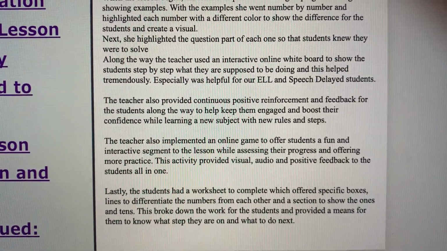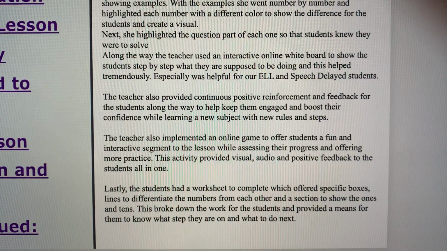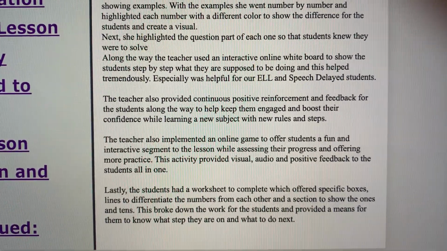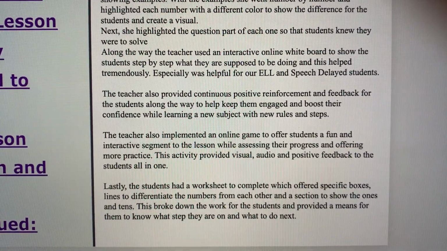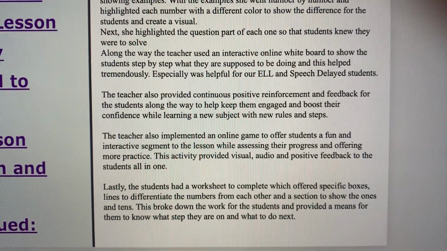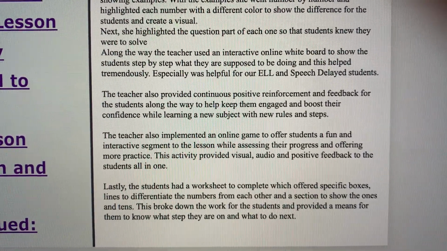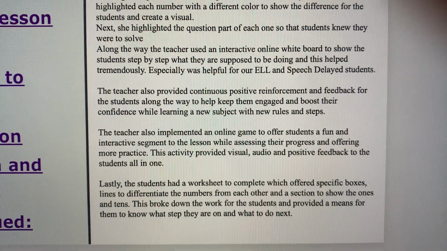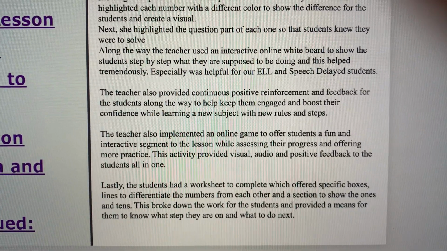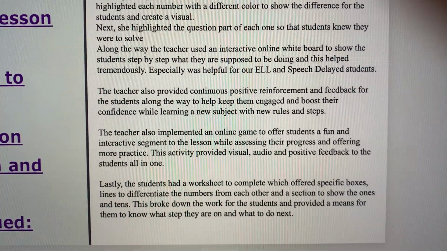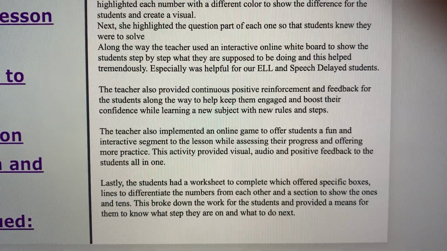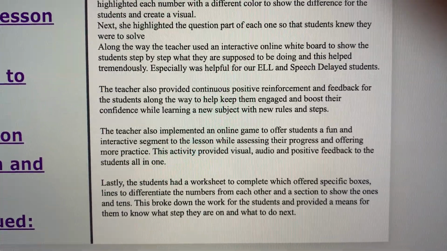So it just makes their level of understanding easier, and it gives them a bit of confidence that they don't have too much to try to figure out, and they just know where we're standing with the lesson and what to do next. The teacher also provided continuous positive reinforcement and feedback for the students along the way to help keep them engaged and boost their confidence while learning a new subject with new rules and steps.